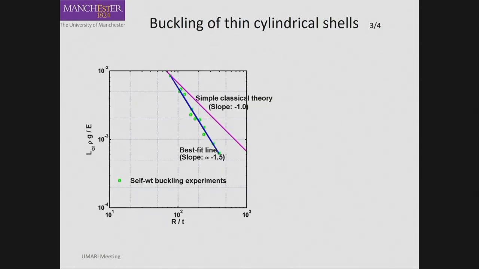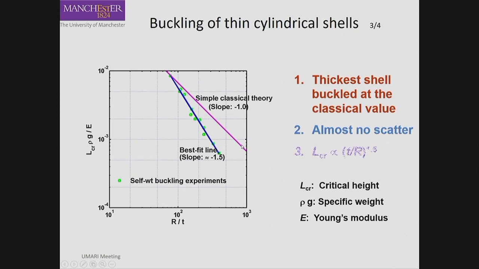When I plotted those results, I saw this: this is the theory plotted with some parameter. The theory that I showed before would come as this pink line, whereas my experimental data was coming as a different sort of line with a different slope. My slope was not proportional to t over r, but to t over r to the power 1.5. And I found almost no scatter compared to the previous experiments.